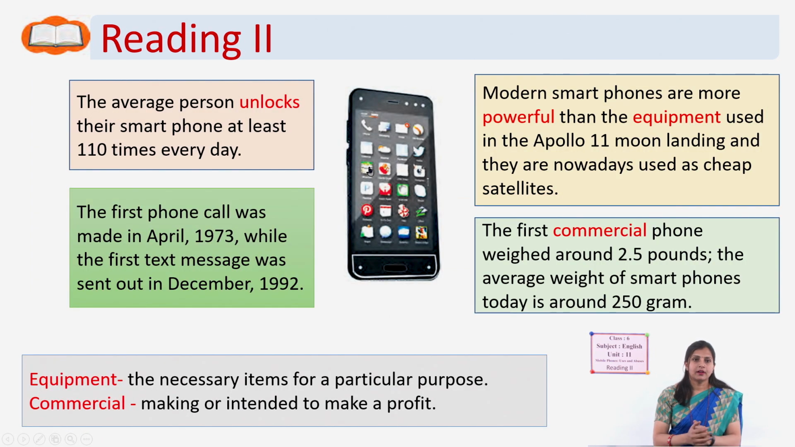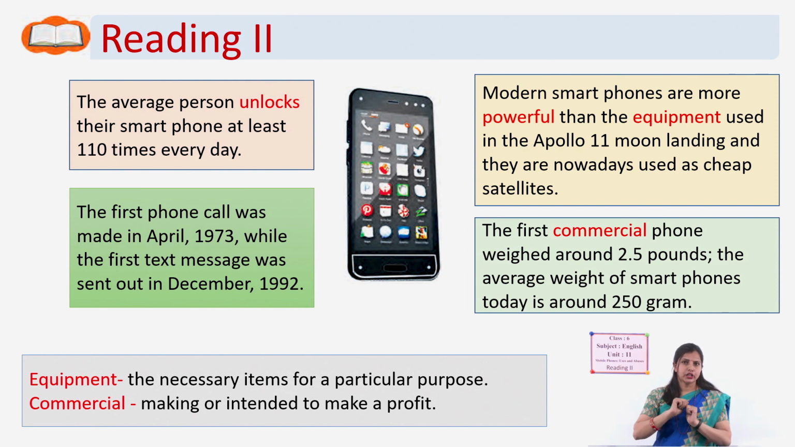Okay. The average person unlocks their smartphone at least 110 times every day. Unlocks? When you don't use mobile for a few seconds, it gets locked, and then you have to put a password, and you just click the password and it unlocks. Then you can work on your mobile phone. So, do you know you have just been locking and unlocking? Have you ever realized how many times a day you unlock your phone?